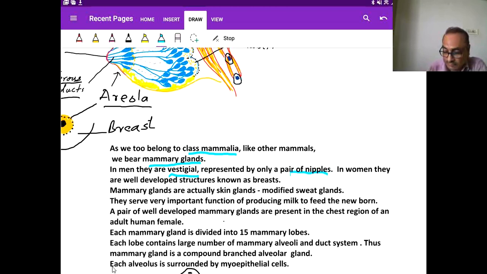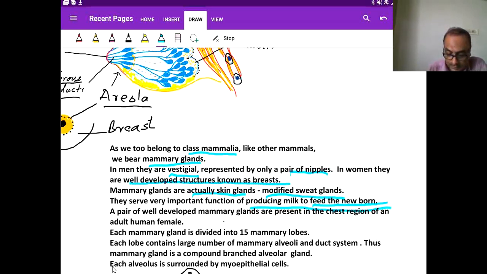Those structures are also highly reduced. In women, they are well developed, in the form of a paired breast in the chest region. And mammary glands actually are skin glands, as I told you. They are modified from sweat glands. Then they serve a very important function, that is producing the milk to feed the newborn baby.